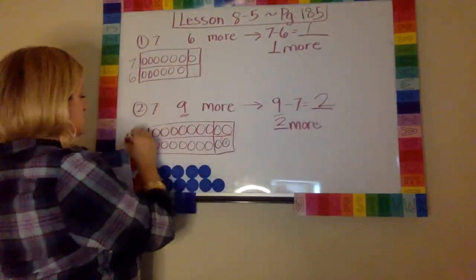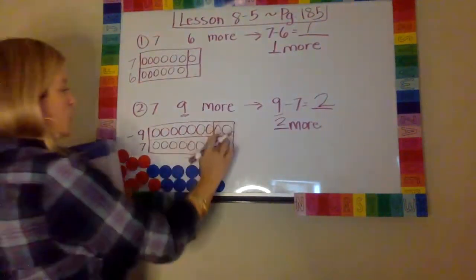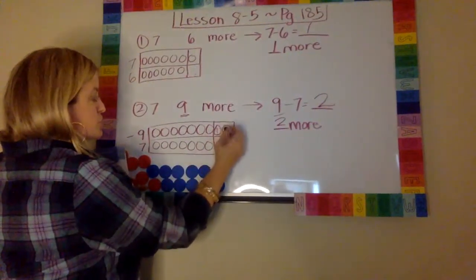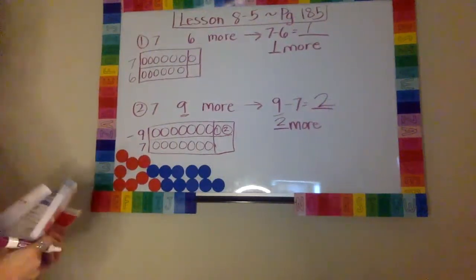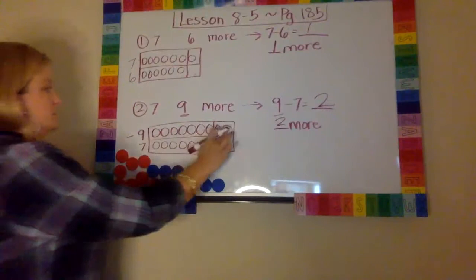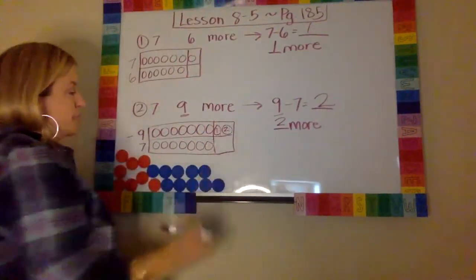This person, or I guess it's not a person, there are 2 more shells, 1, 2, than there are big shells. Okay. So 1, 2 over here, 2 are missing. You can do it either way.